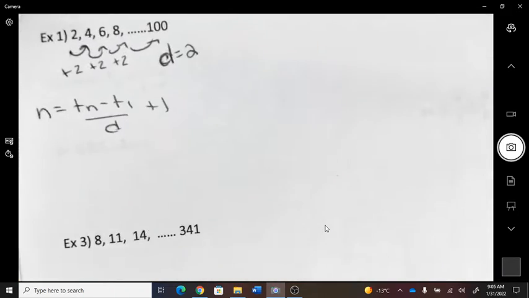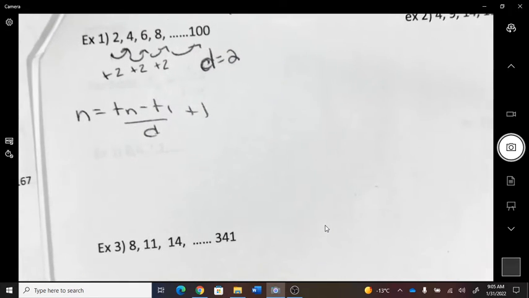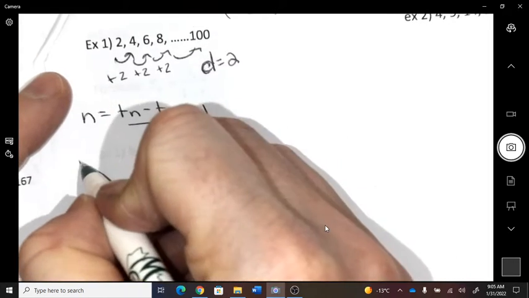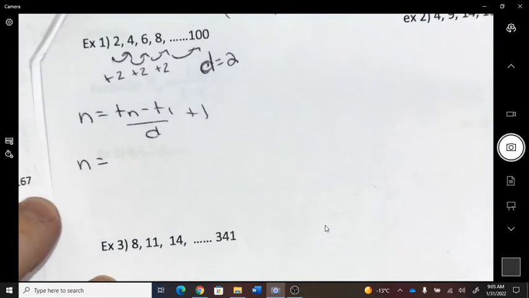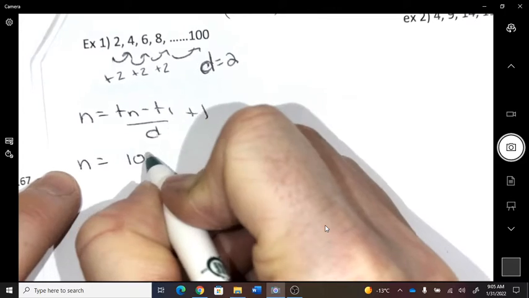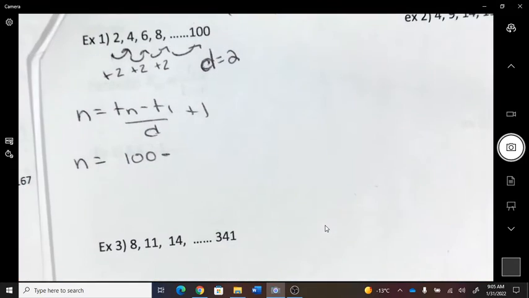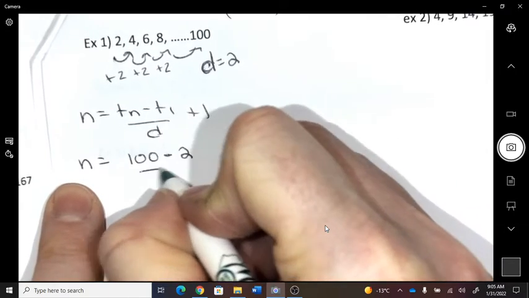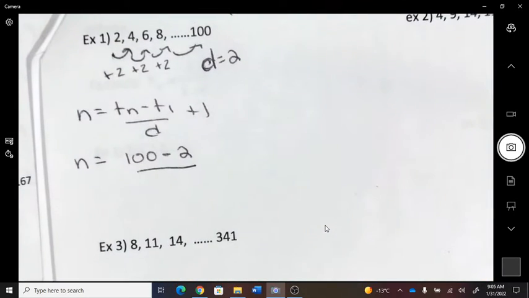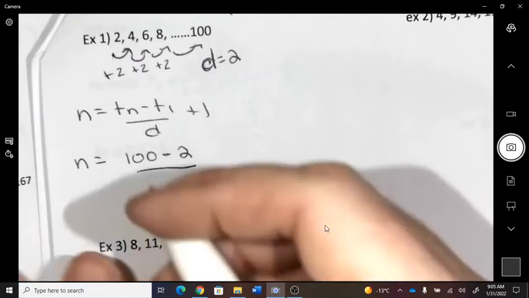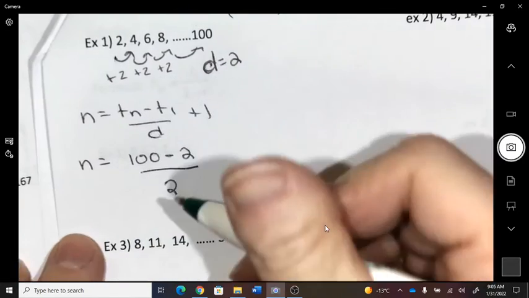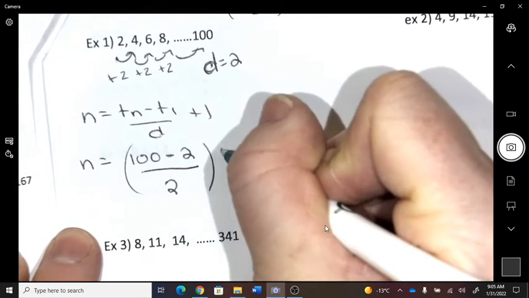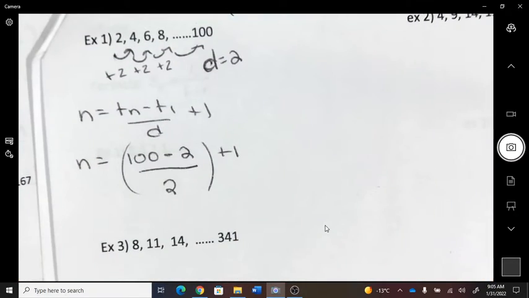Okay, ready? How many terms are there? So the last term, Tn, is the last term. So 100 minus term 1, so the first term is 2, divided by the difference. So what were we doing in the pattern? What was going on? Every time we were adding 2, and then I have to plus 1 that.